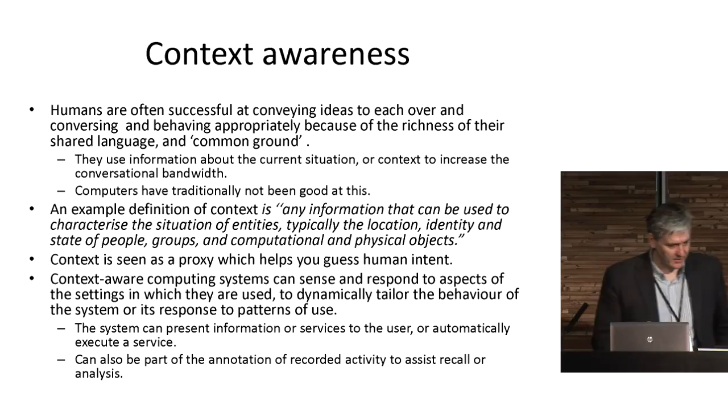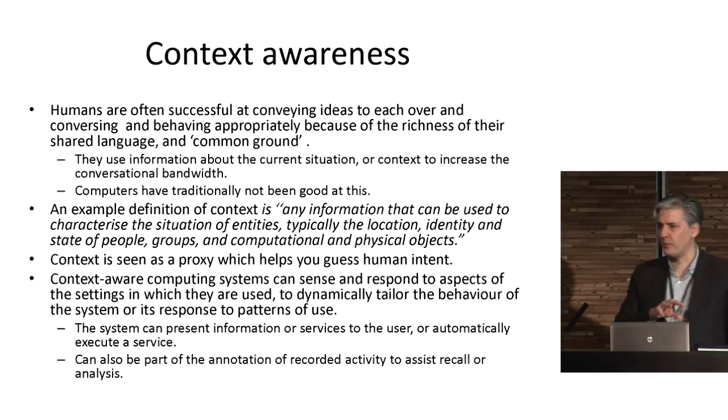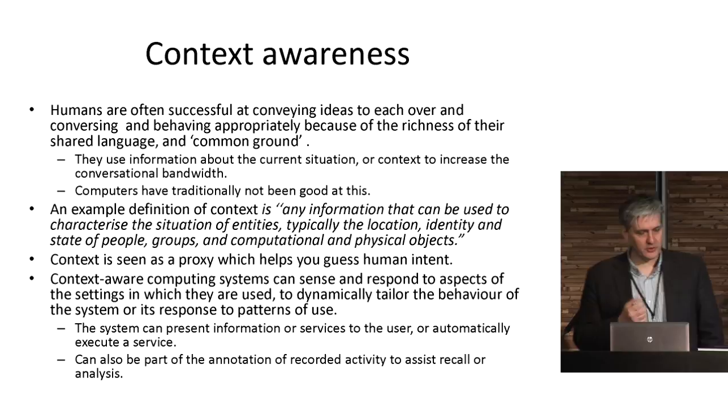So it's typically information that can be used to characterize the situation of entities. That's location, identity, state of people, groups, and computational and physical objects. And it's often used as a proxy to guess what people want, what their intent is. Systems can sense and respond to aspects of the settings in which they're used, and they can tailor the behavior of a system to patterns of use.